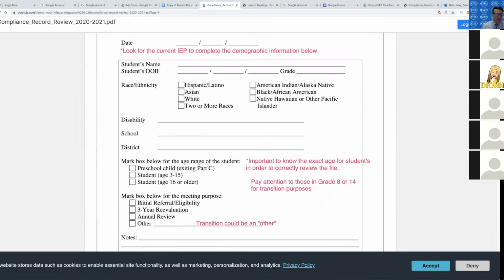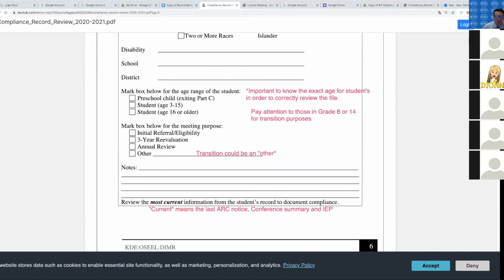And as you see, we also want to mark what's being done. So we're looking at that most current notice, and we're determining: is it an annual review? Is it a 3-year reevaluation? Is it a combination of those two? Is it an initial referral with eligibility being determined and an IEP being developed if eligible? And then they also give you the option of putting other there. Lots of times we'll mark other and put transition if we're reviewing the file for those students that are in 8th grade and up. So just a real important point.